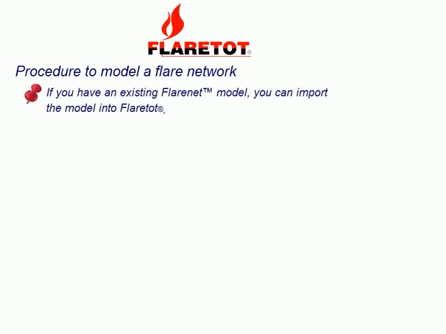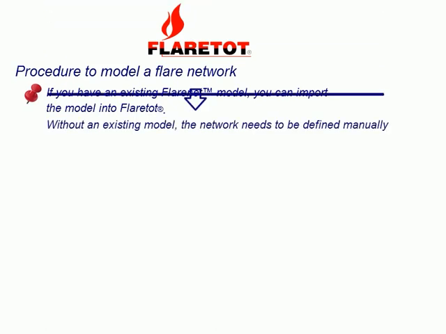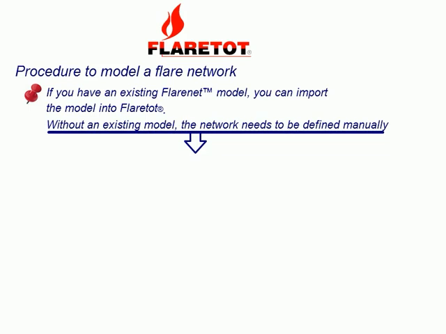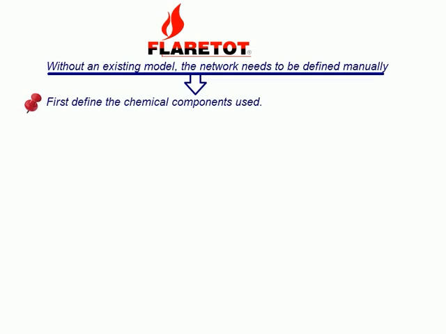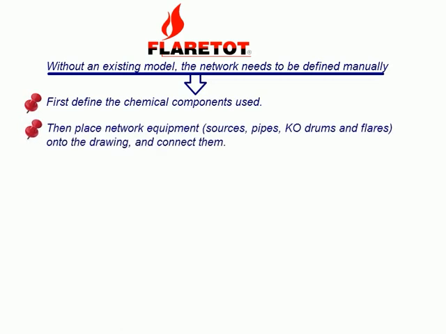To model a Flare network, the procedure is as follows. If you have an existing Flare network model using flaretot software, you can import this model directly into flaretot with a minimum of work. Without an existing model, the network needs to be defined manually as follows. First, you must define the chemical components used in all flow sources. Then, drop network equipment, such as sources, pipes, knockout drums and flares, onto the drawing. Once placed, equipment is connected on screen with the connectors provided.